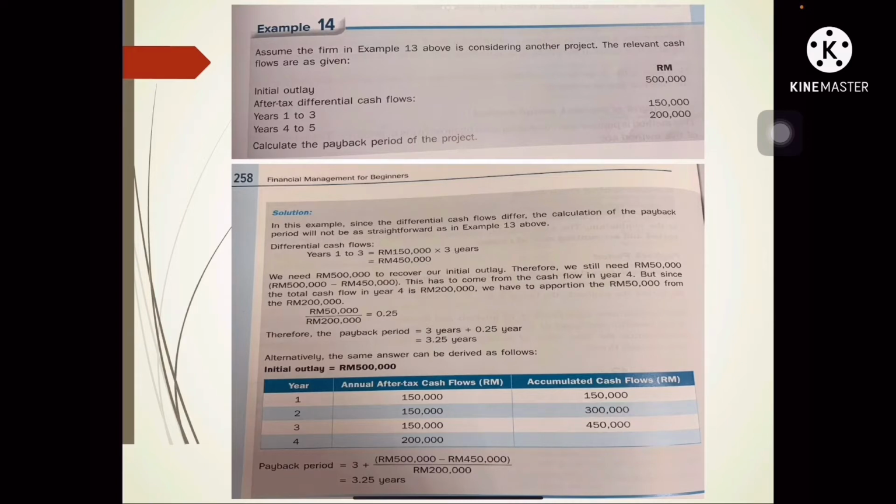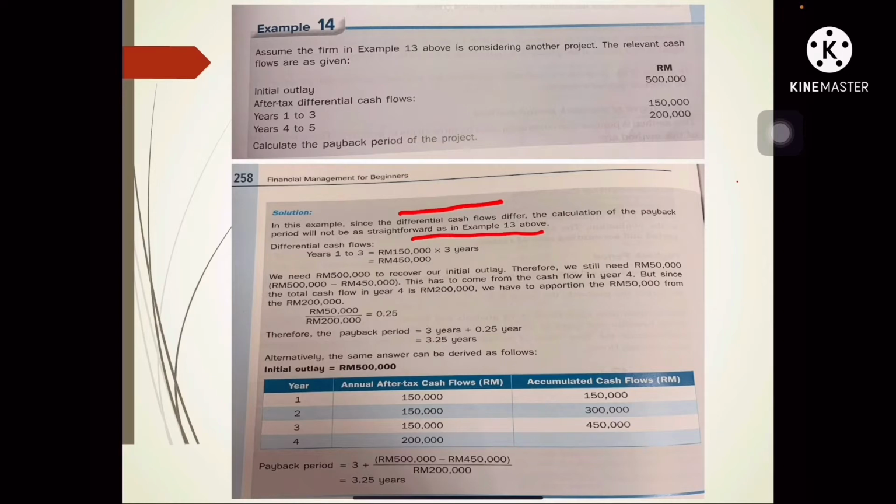So this is the initial outlay of 500,000, but we have differential cash flow from year 1 to year 5. Year 1 to year 3 will be 150,000 and year 4 to year 5 is 200,000. How are we going to calculate the payback period? Have a look here. In the solution, for differential cash flow, calculating the payback period is not going to be straightforward or the same as example 13.